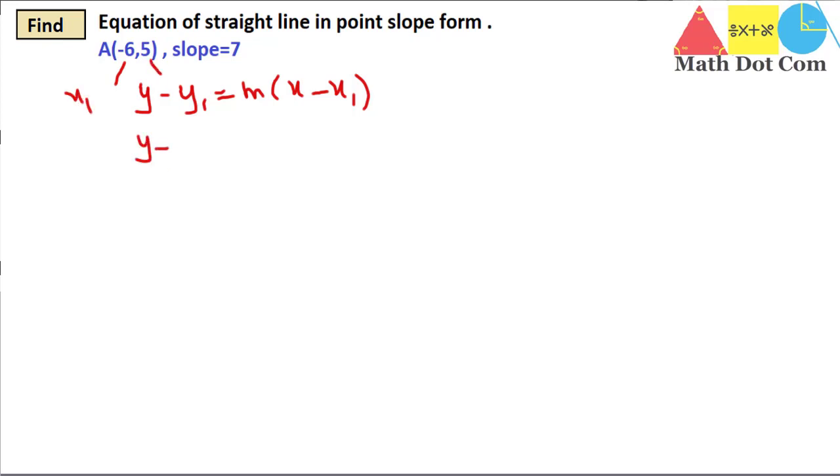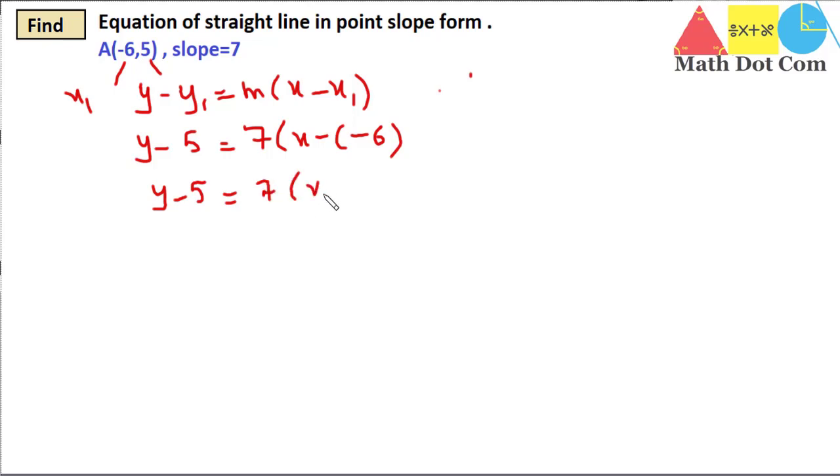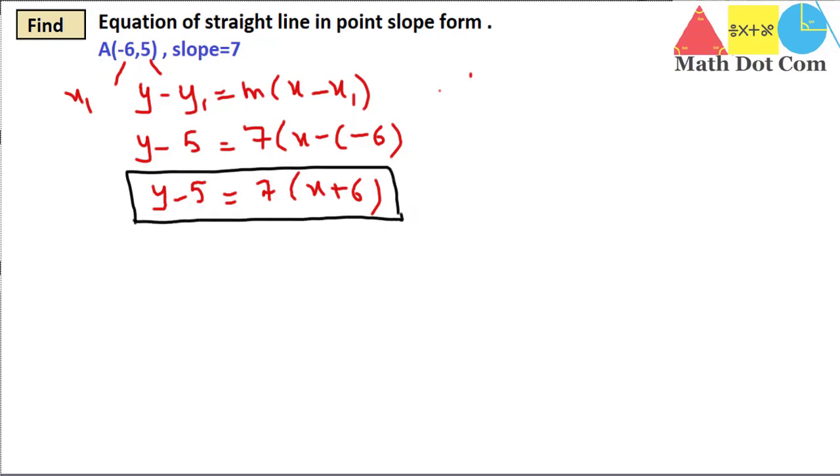So y minus 5 equals, slope is 7, so m equals 7, and x minus x1 is x minus (minus 6). So we will have y minus 5 equals 7 times (x plus 6). This is the required equation of the straight line in point-slope form. So these are the two types of problems that you come across while finding the equation of a line in different forms of the equation that we have discussed in this lecture, the point-slope form and the slope-intercept form.